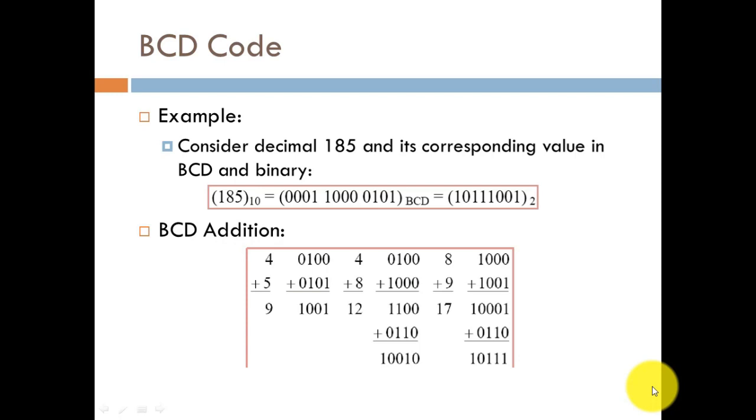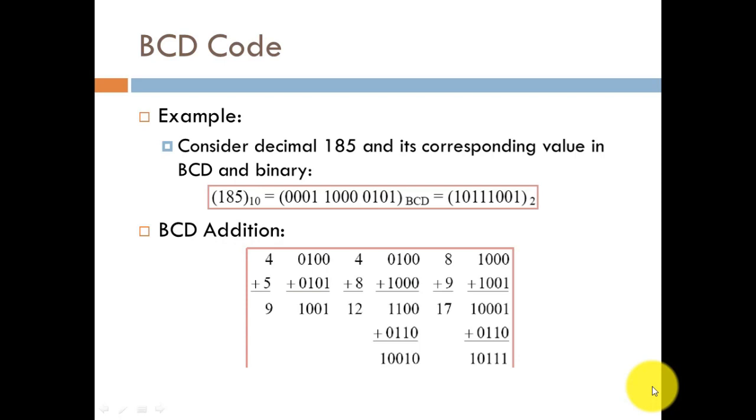So BCD addition, how are we going to perform this addition? Suppose we have to add 4 and 5 with the help of BCD. The BCD equivalent of 4 turns out to be 0100, and your 5 would have been represented as 0101. So we will simply perform this addition: 1 plus 0 is 1, 0 plus 0 again 0, 1 plus 1 is 0 and carry 1, and we will have 1001. So this is basically representing your 9 in BCD.